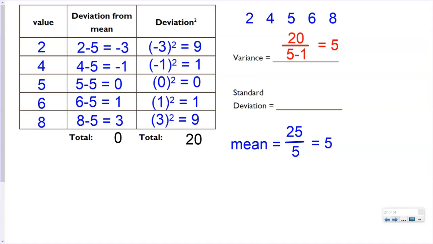To find standard deviation, take the square root of the variance. Unless the variance was a perfect square, you will get a decimal of some sort, so you'll have to have some sort of rounding rules. We'll just make a decision here to round to the nearest hundredth. So the standard deviation is about 2.24.